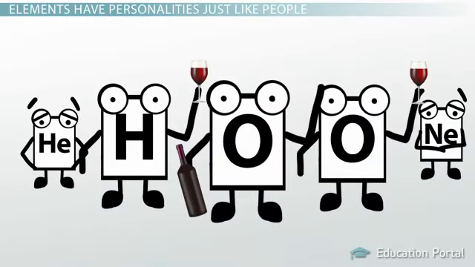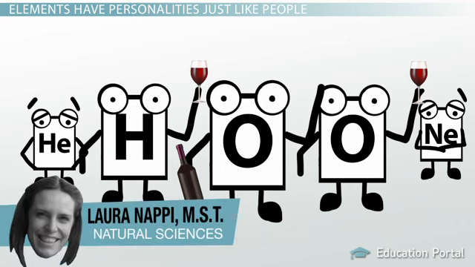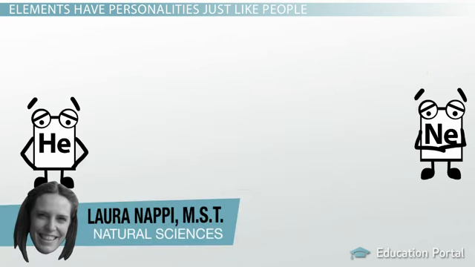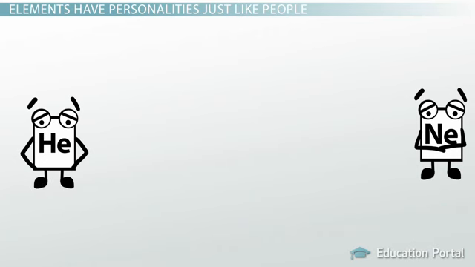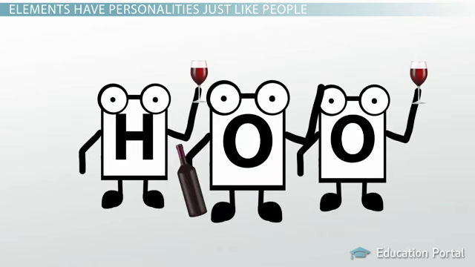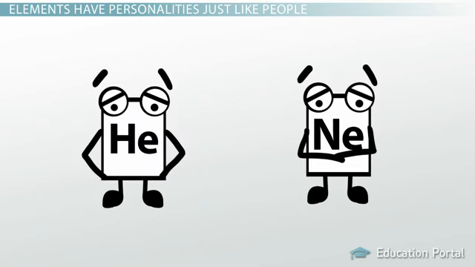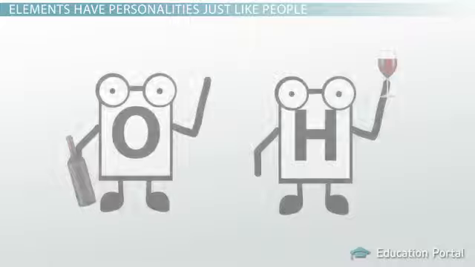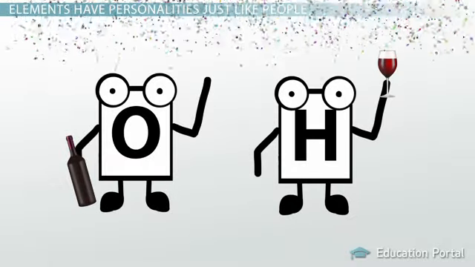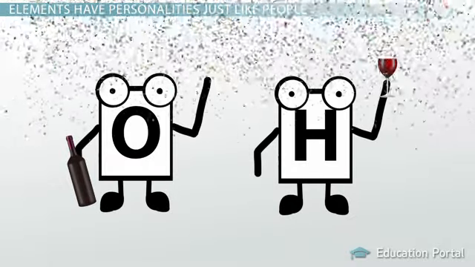Did you know that elements are like people and have different personalities? A few elements are very shy and love to be left alone. Others are extremely social and prefer to hang out with friends. Helium and neon are examples of elements that prefer to hang out alone. However, most elements, like oxygen and hydrogen, are social and prefer to hang out together.